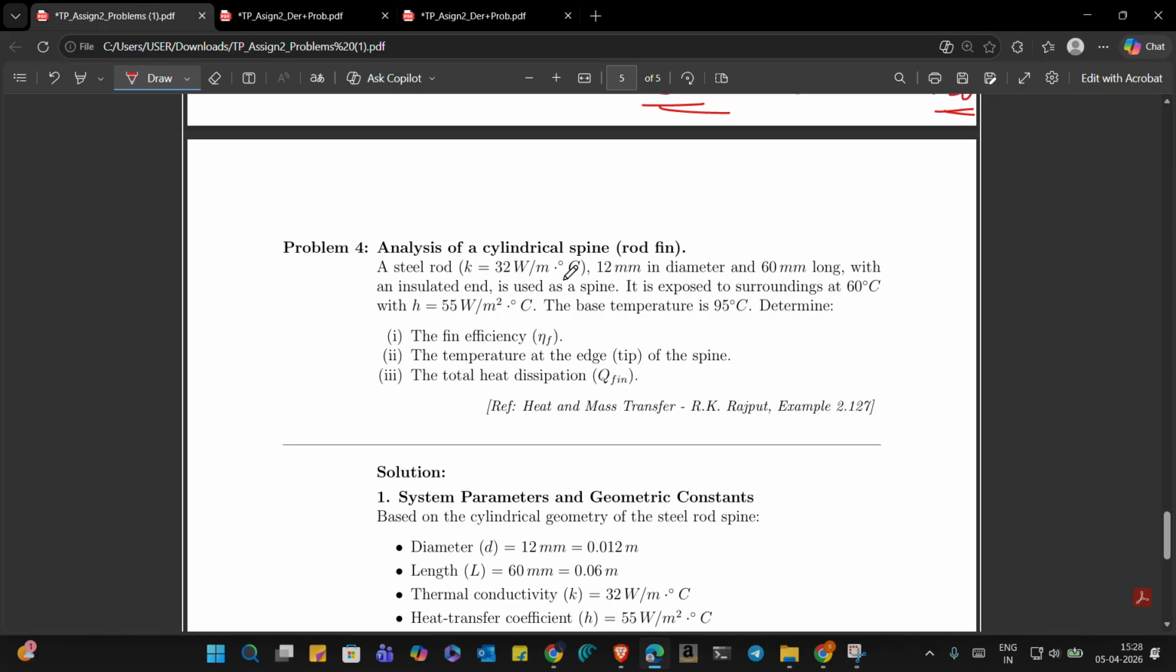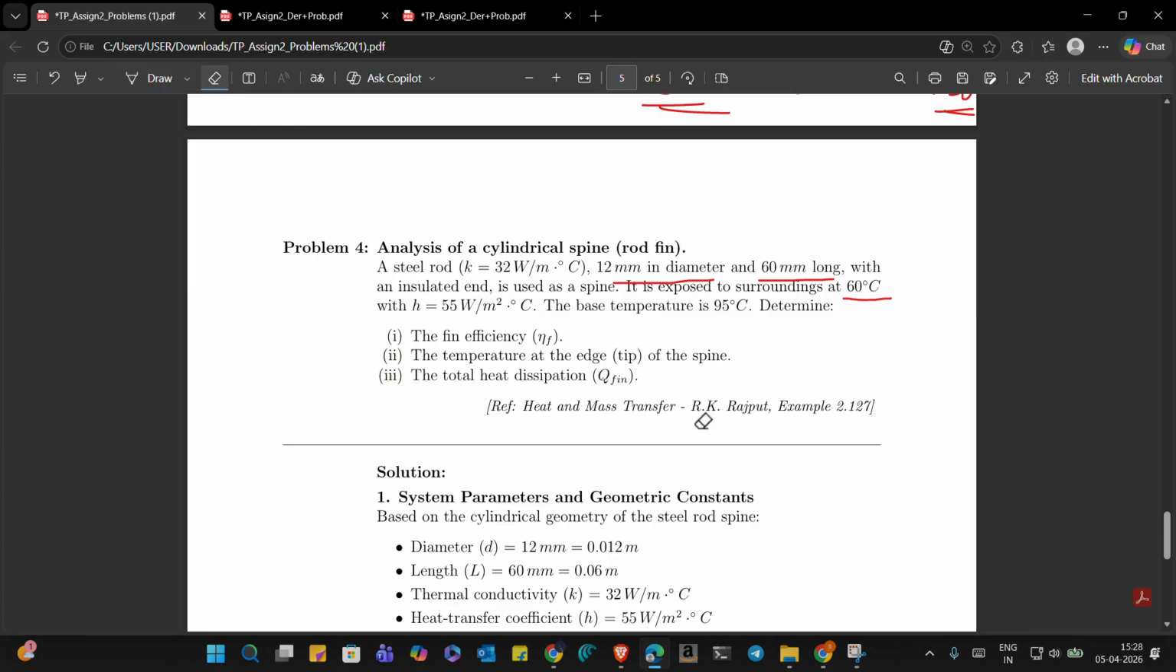So what we have been provided with is the value of the thermal conductivity. We have been given the diameter of the fin and the length of the fin. We have been told that it is an insulated end, and the ambient air temperature is 60 degrees Celsius, while the heat transfer coefficient is 55, and the wall temperature is 95 degrees Celsius. So we have to find the fin efficiency, the temperature at the end of the fin, and the heat dissipation that is taking place from the fin. This particular problem I've taken is from R.K. Rajput's Heat Transfer and Mass Transfer. So you can refer there for more information.